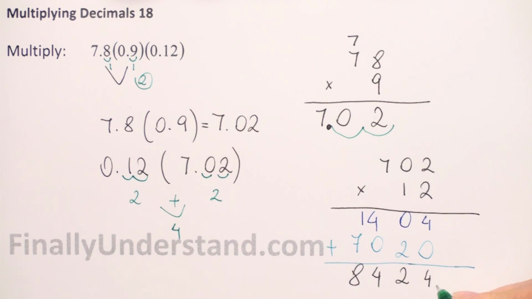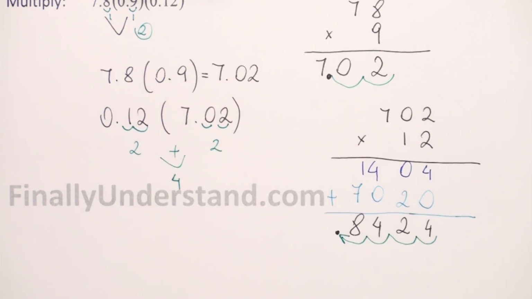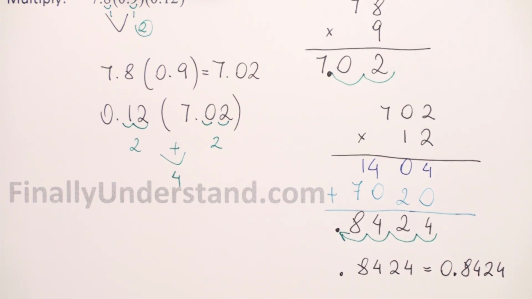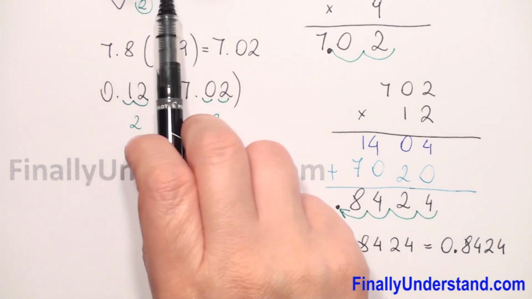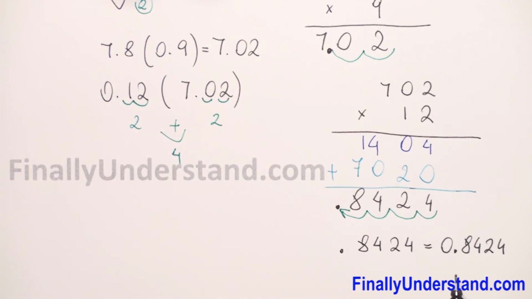So we start from the right side and we go to the left side: 1, 2, 3, 4. So the decimal point will be before 8. So the solution will be decimal point 8424, or you can write this as 0.8424. It doesn't matter which you use, both solutions are correct. So the product of multiplication with 3 decimal numbers is decimal point 8424.